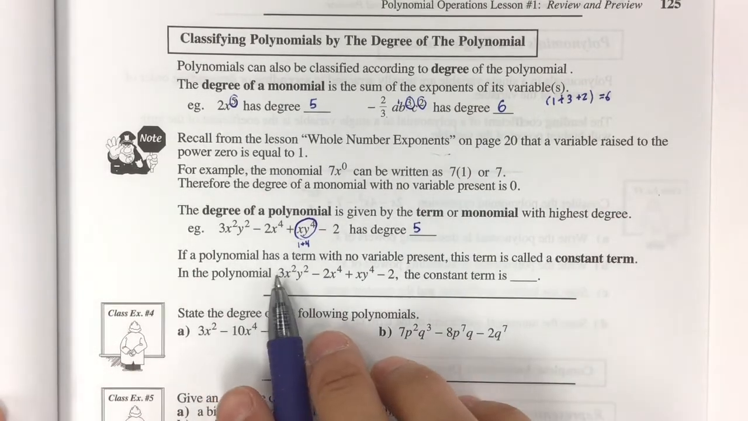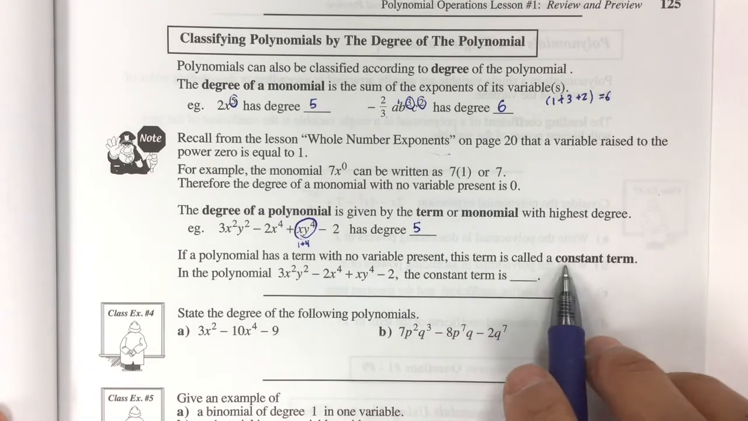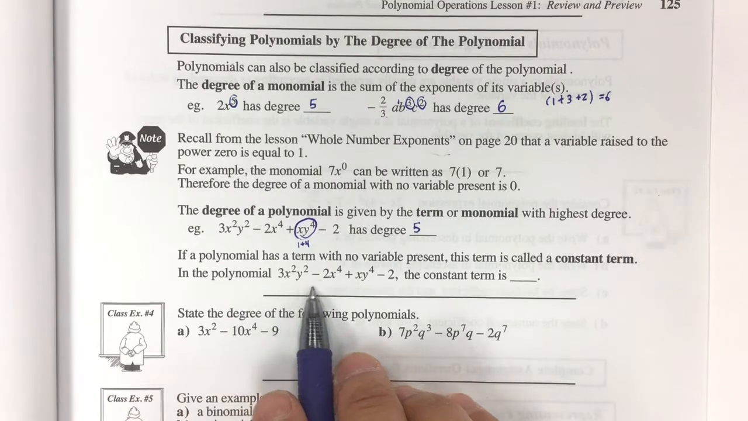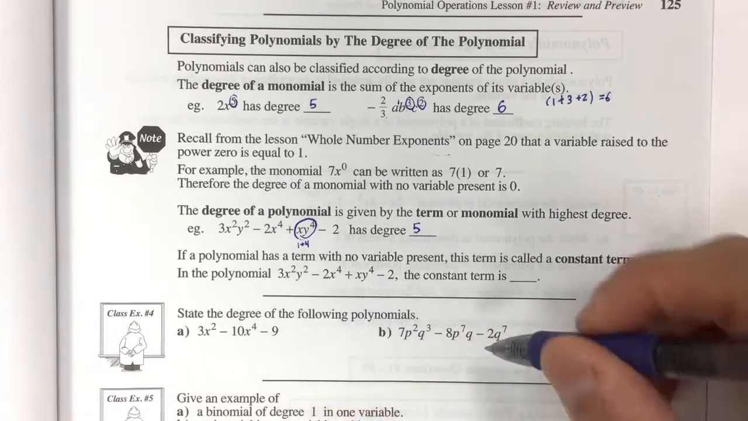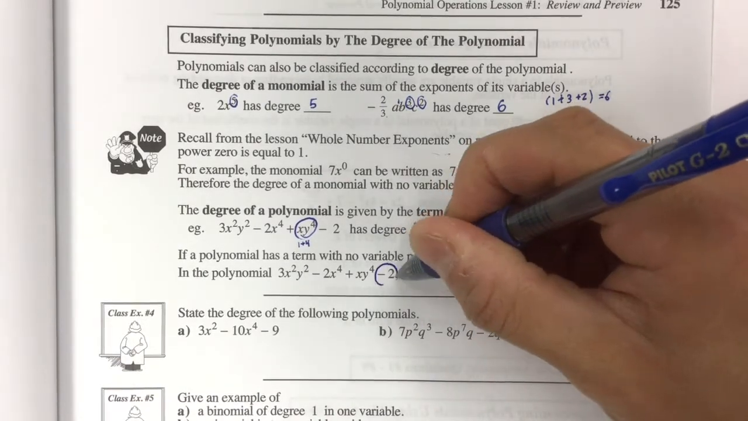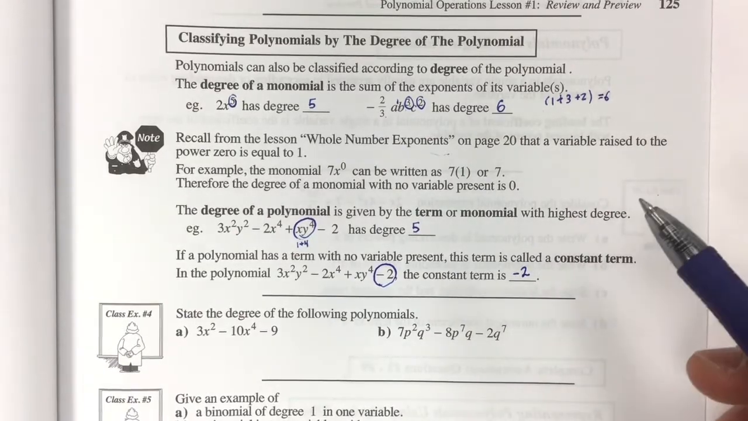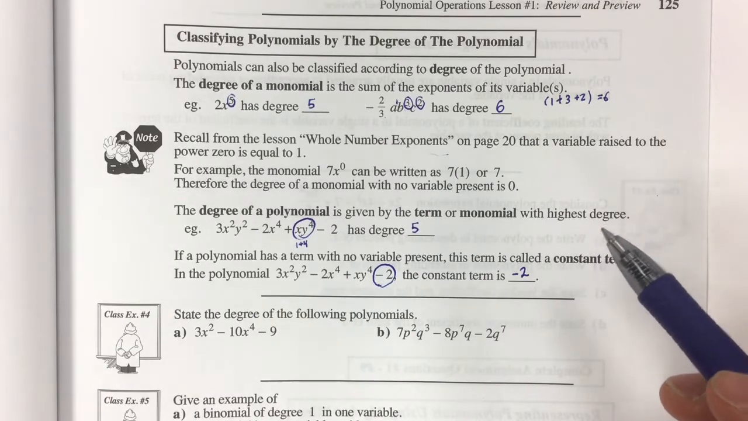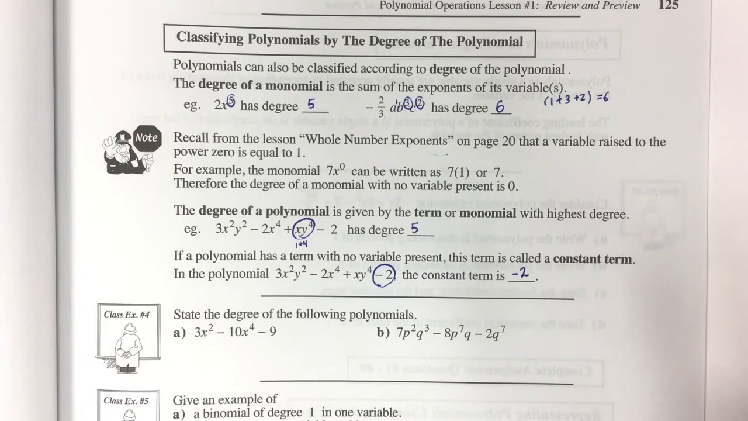If a polynomial has a term with no variable present, this term is called a constant term. In the polynomial 3x squared y squared minus 2xy to the power of 4 minus 2, the constant term is negative 2. This is the only term in this polynomial that doesn't have a variable attached to it. So depending on what the variable actually is, once substituted, that negative 2 is never going to change. It's going to remain constant.